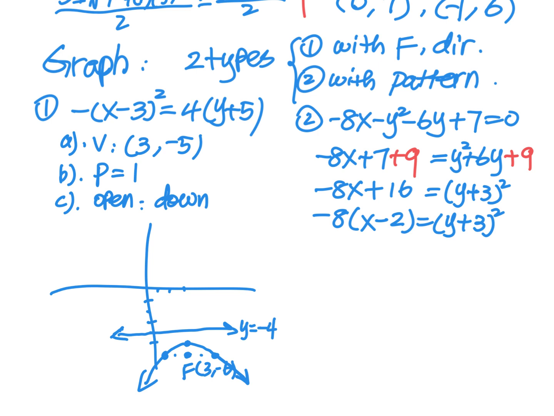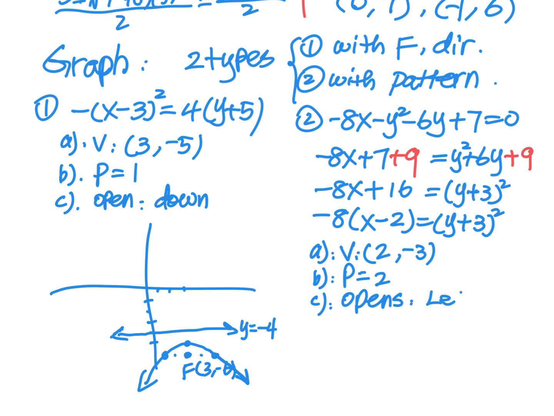Same thing, 3 things. Vertex 2, negative 3. P equal to 2. And the parabola opens to the left because y squared. Okay. So P is always positive?